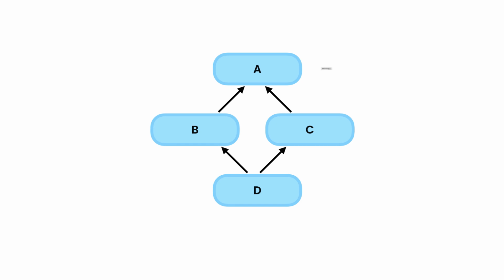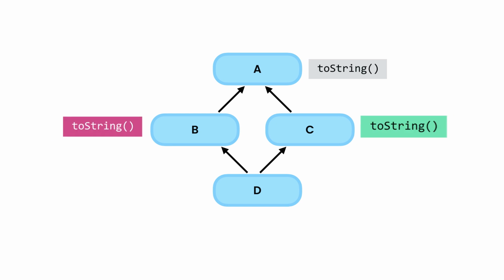Now, let's say A has a method like toString, and we have overridden this in both B and C. Each implementation is different for obvious reasons. Which implementation of the toString method should D inherit? We don't know.